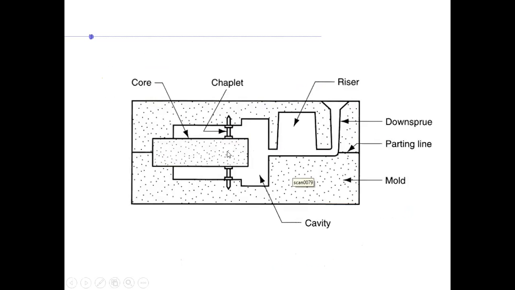You see here another example of using this chaplet. How do you hold this core, right? This is basically acting as a cantilever. So you have to have some support, otherwise this would come down because of this weight, gravitational force, out of its own weight. So to be able to support this core, these chaplets are provided here in this specific example.